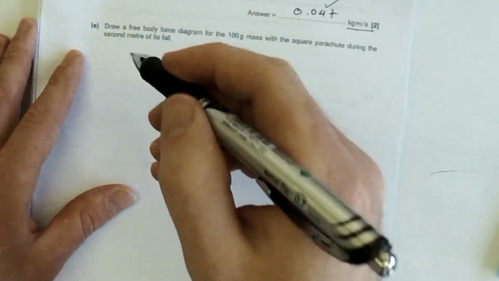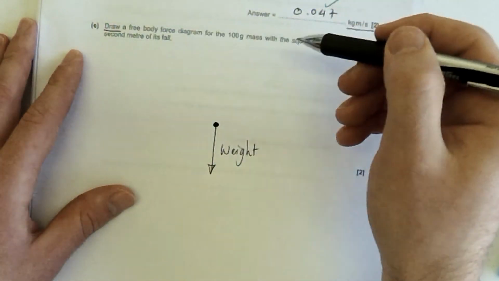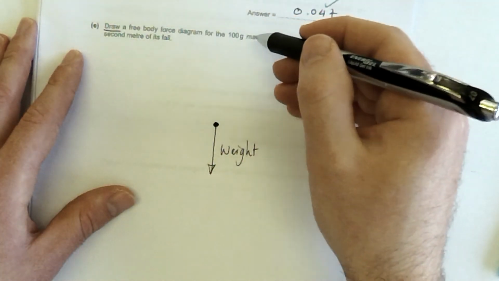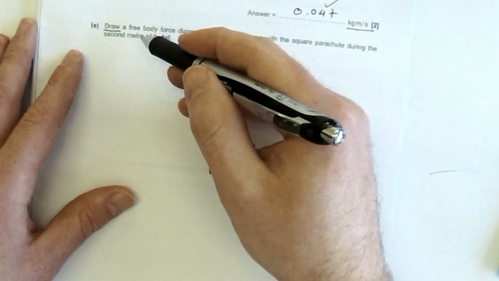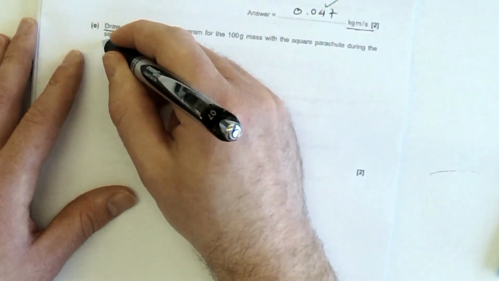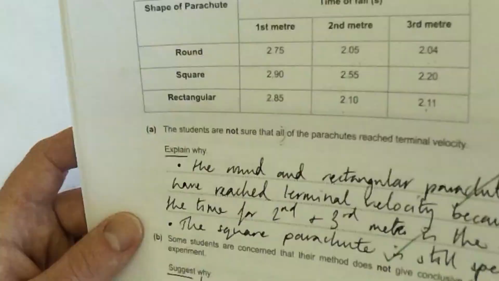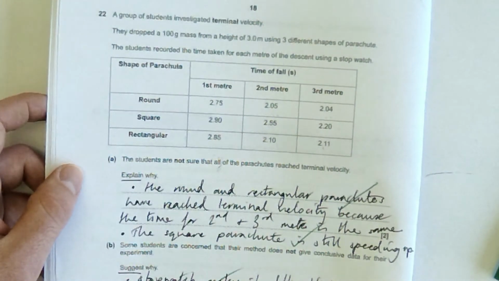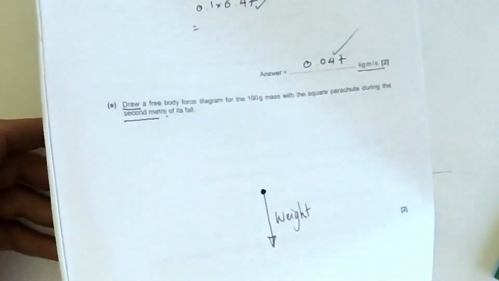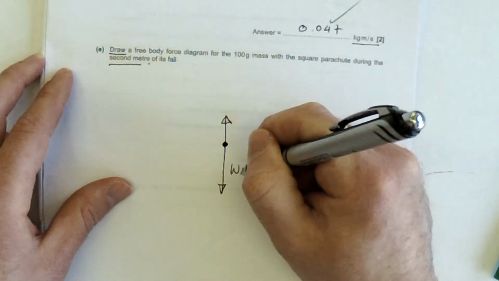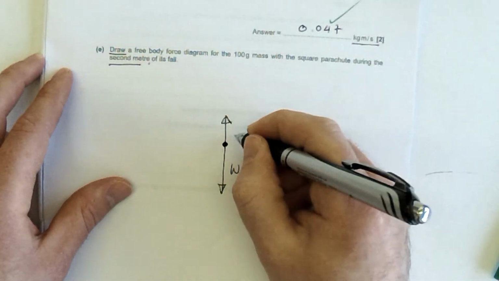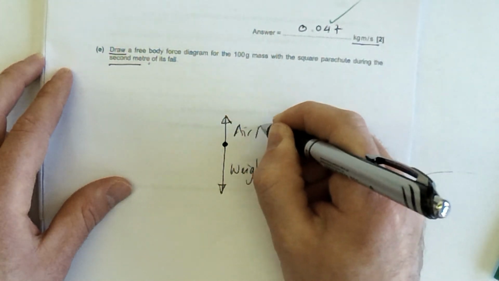But it does give us a little bit of extra information. We have to draw the free body diagram for the 100 gram mass with the square parachute, so I don't need to draw the parachute, during the second meter of its fall. So let's go back to the second meter. What is happening to the square parachute in the second meter? Well, it is still speeding up. So when it's still accelerating, the weight has got to be larger than the air resistance or the drag.